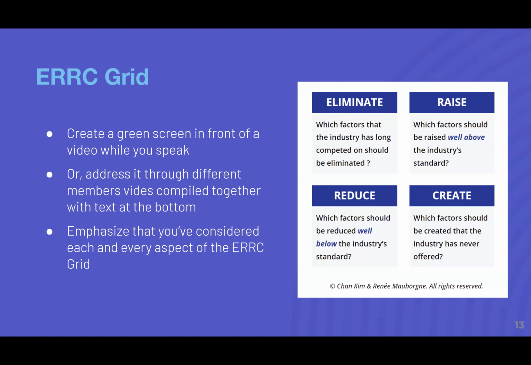And then reducing. So which factors should be reduced well below the industry standard? And so, like we mentioned earlier, I think we used concrete, the carbon dioxide emissions for this. And this was super helpful because you're showing that this is something that needs to be reduced in the actual industry right now. And then creating. So what factors should be created that the industry has never offered?